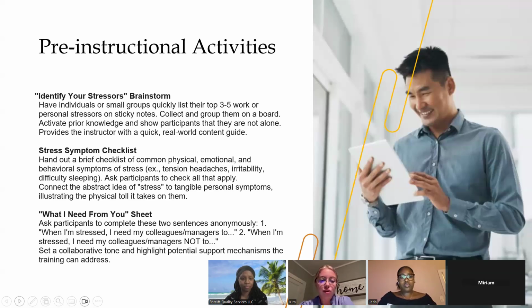So what we'll do is ask participants to complete these two sentences anonymously. One, when I'm stressed, I need my colleagues, managers to blah, blah, blah. Two, when I'm stressed, I need my colleagues, managers not to blah, blah, blah. It sets a collaborative tone and highlights personal potential support mechanisms that training can address. Next slide.